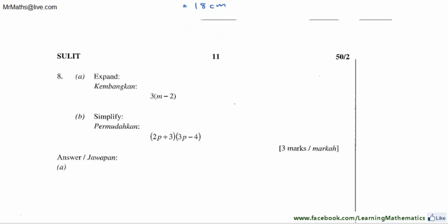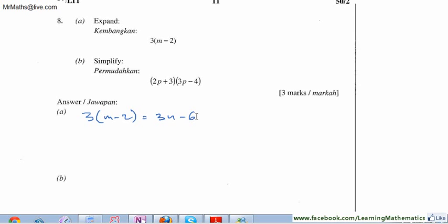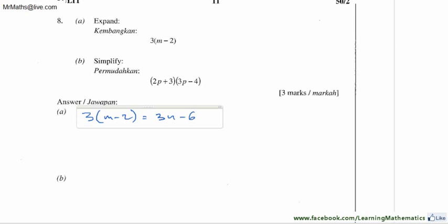Next question, number 8. Expand and then simplify. Let's do expand first. This is a very easy question. 3m minus 2, you expand it to become 3m minus 6. Okay, there's a mistake there. This is not n, it's supposed to be m. Okay, and then simplify.